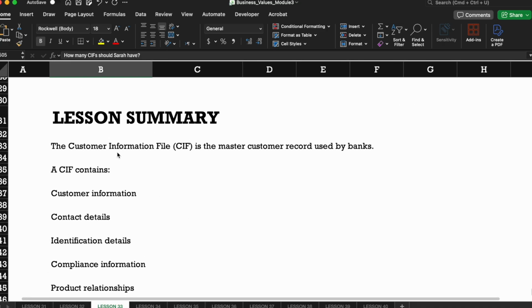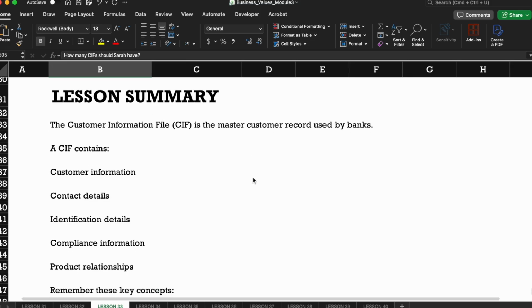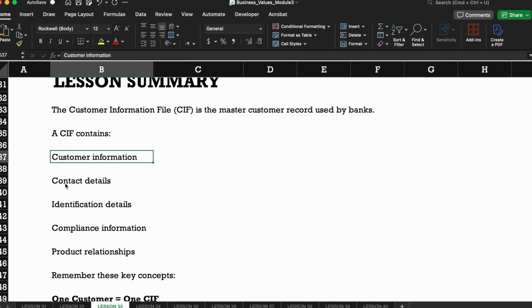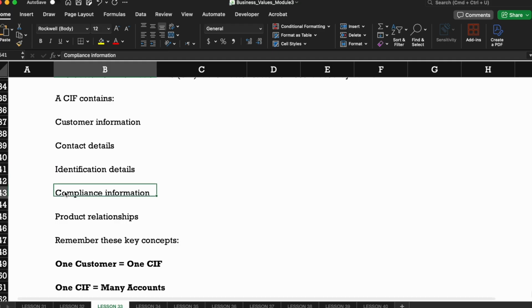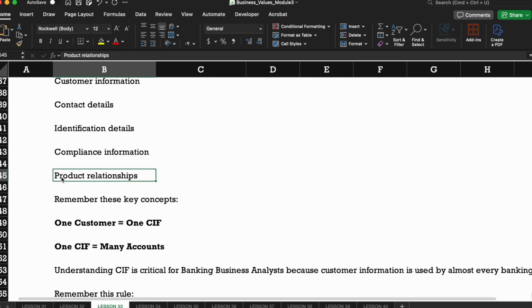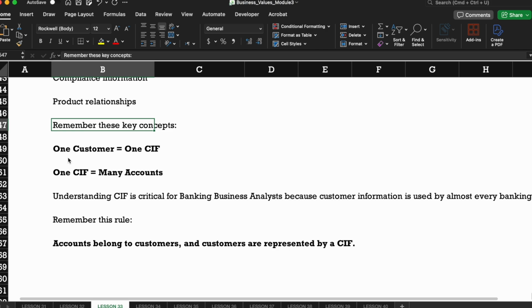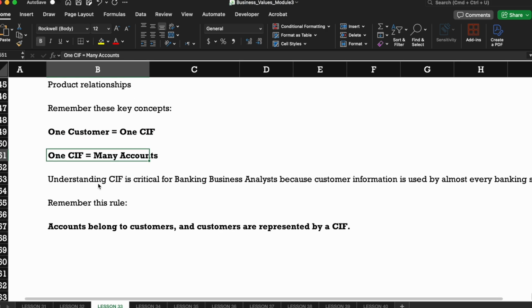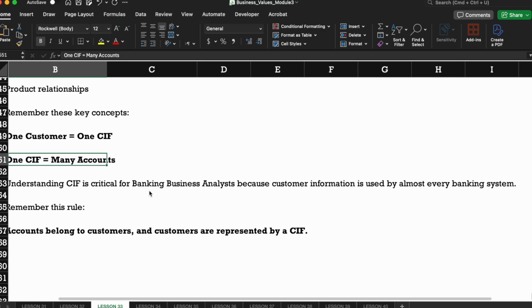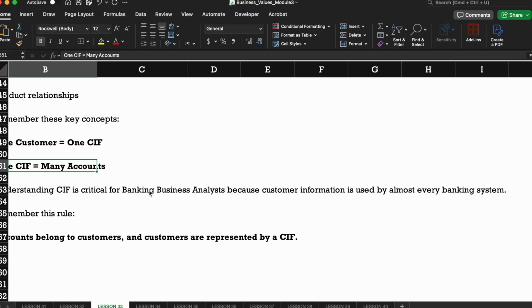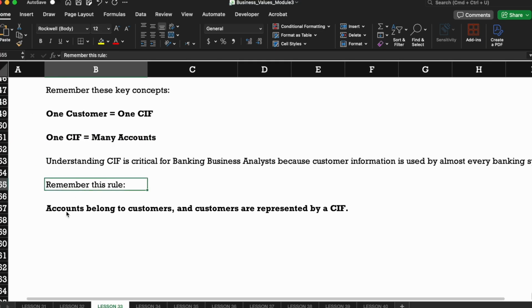Lesson summary: the customer information file, CIF, is the master customer record used by banks. A CIF contains customer information, contact details, identification details, compliance information, and product relationships. Remember the key concept: one customer, one CIF, many accounts. Understanding the CIF is critical for a banking business analyst because customer information is used in almost every banking system. Remember this rule: accounts belong to customers. Customers are represented by a CIF.